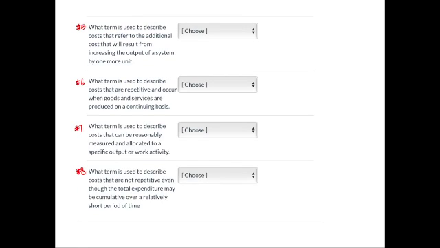All right, number 5. What term is used to describe costs that refer to the additional cost, listen, that will result from increasing the output of a system by 1 more unit? So the additional cost for the 1 more unit of product, okay? Think about that. So for this one, my answer is marginal cost.